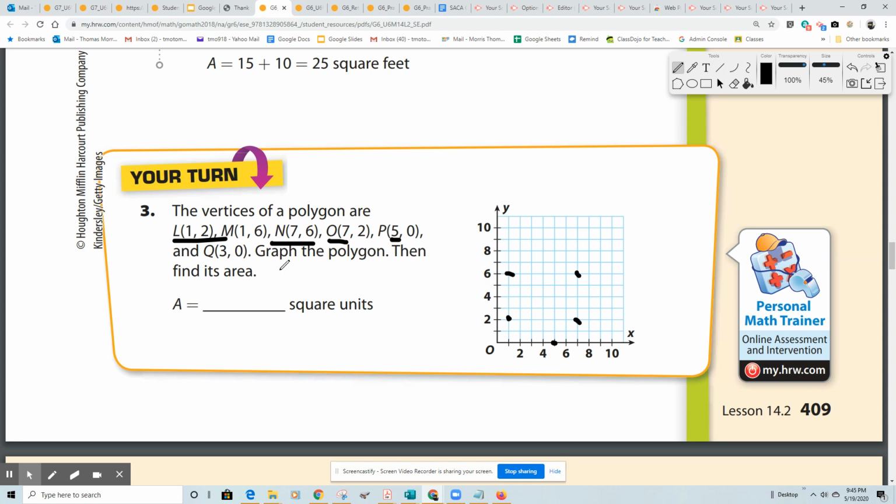And then lastly, we have Q over 3 up 0. All right, so what I'm going to do is I am going to make my shape. Should look familiar on the bottom there, right? All right, looks like we have a trapezoid. All right, so what I'm going to do first is I'm going to do my rectangle. So I have my rectangle here, and then I'm going to do my trapezoid.